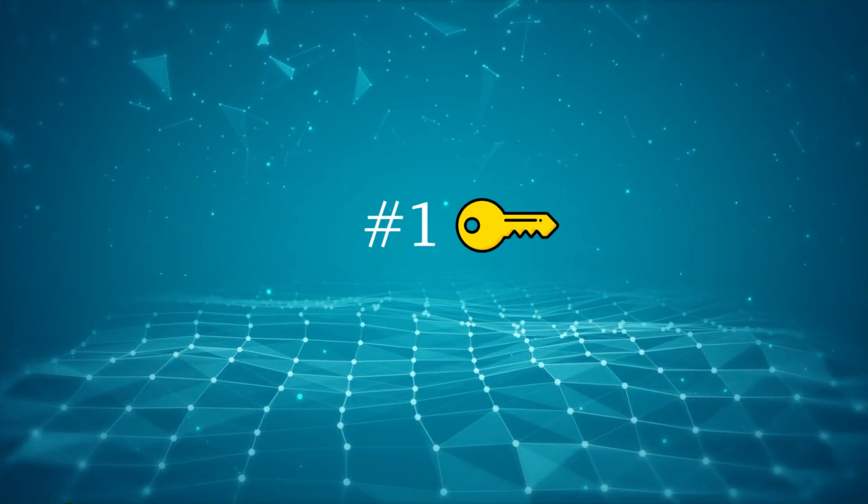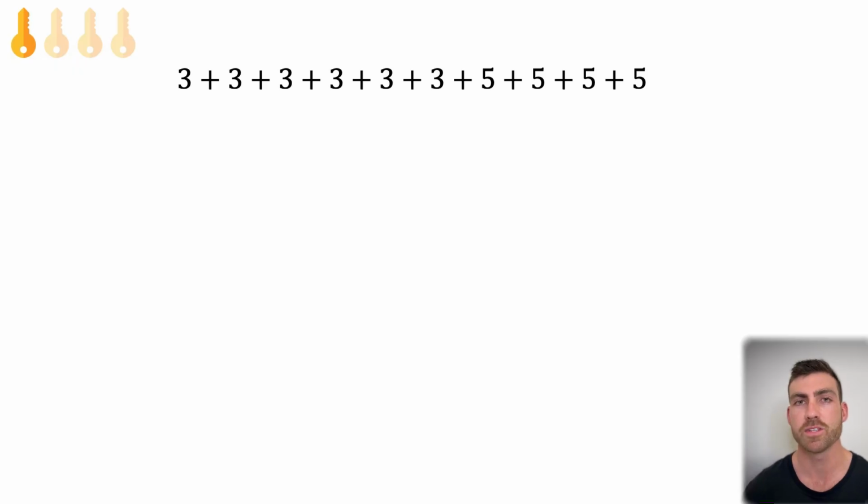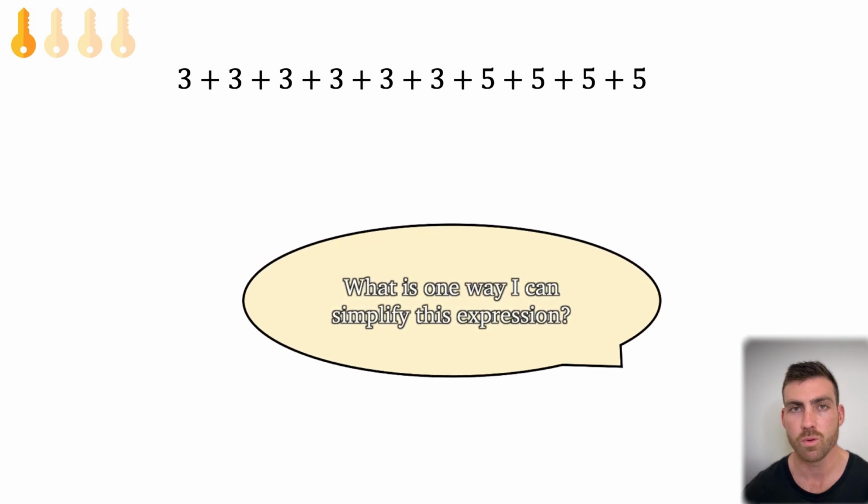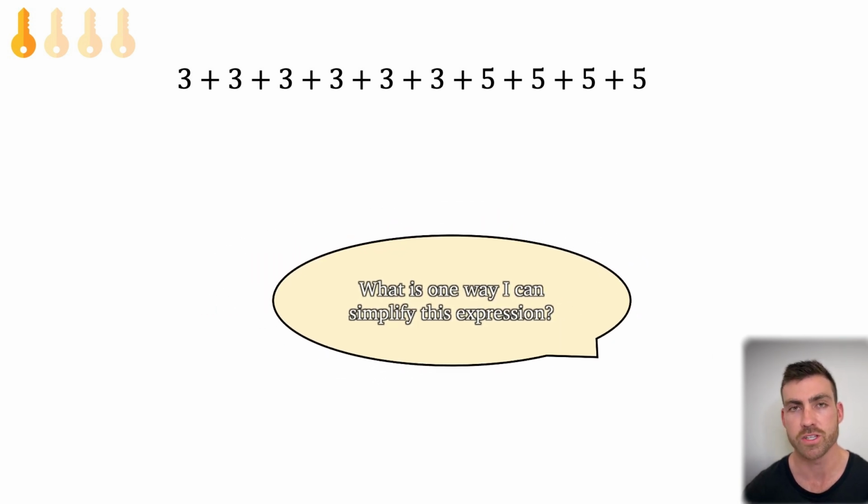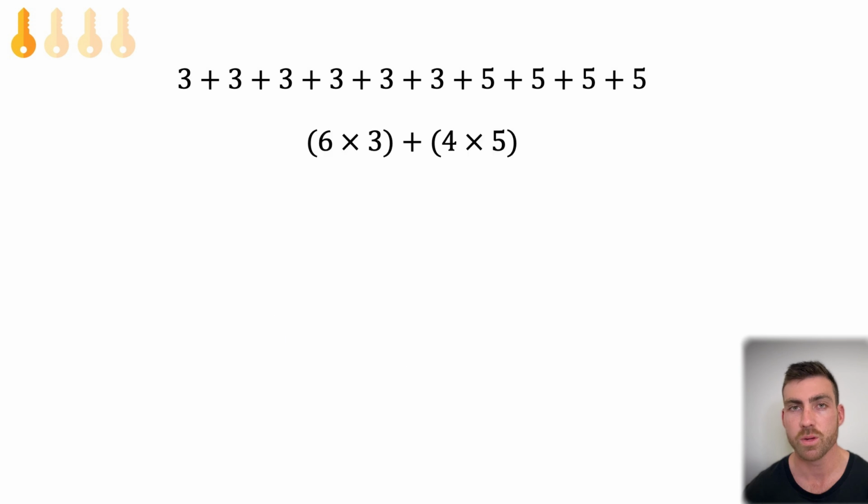Starting with the first key. Let's quickly revisit the shortcut of addition of the same number. What's one way I could simplify this expression? We could say 6 groups of 3 plus 4 groups of 5. We're allowed to collect the 3's because they're the same number. And the same with the 5's. This highlights the idea you can only collect groups of the same number.